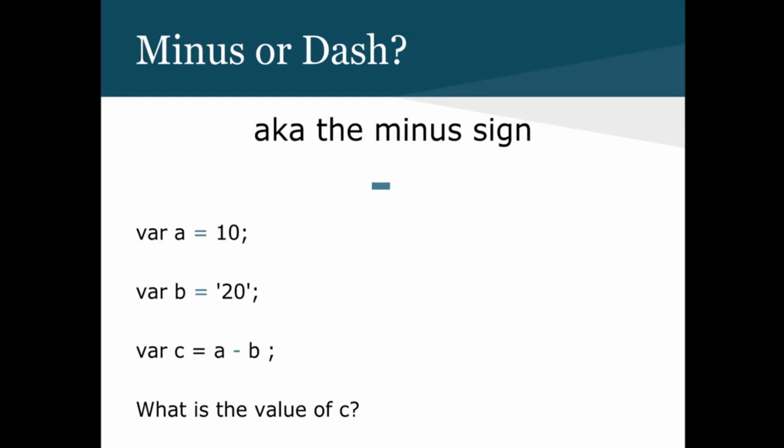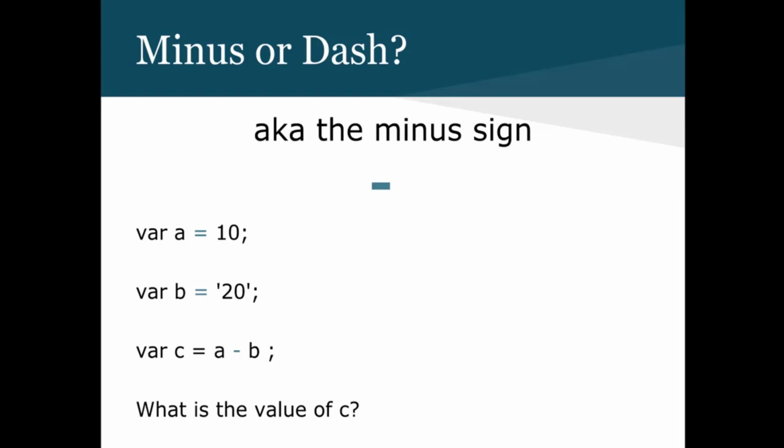So the minus sign. Here we have A equals 10 and B equals 20. And that 20 is a string. So what is the value of C? If we know that the minus sign always subtracts, we take the value of A and subtract B from it, we're going to get C as a value of negative 10. Because JavaScript recognizes that both items are numerical, even though one is a string data type, it is a numerical format, and therefore it will subtract. All other math operators work like you would expect.